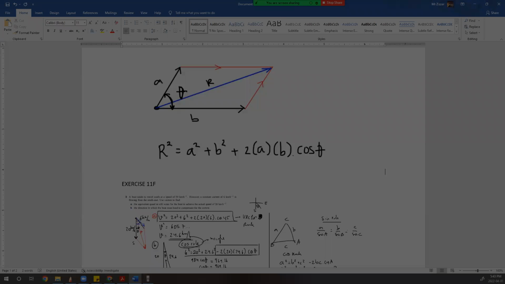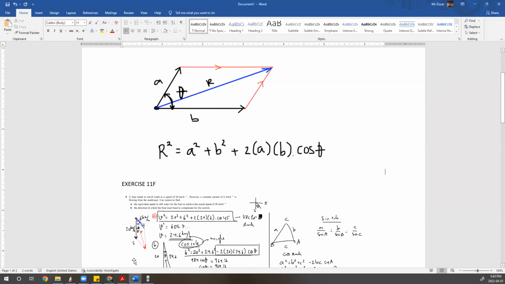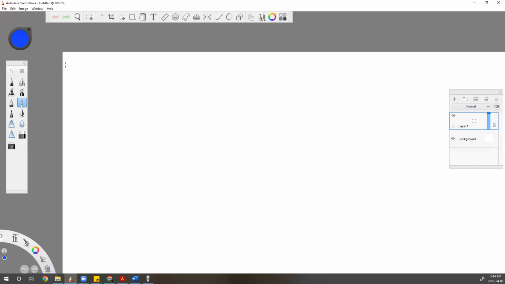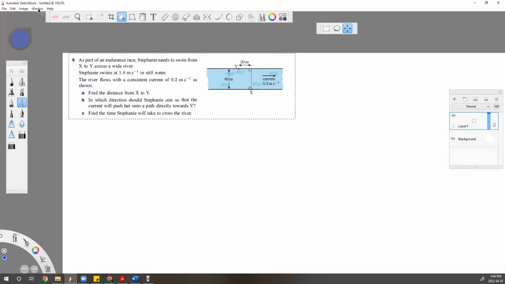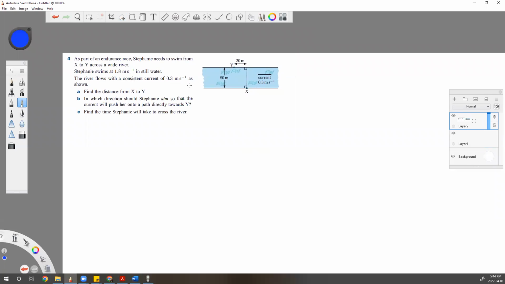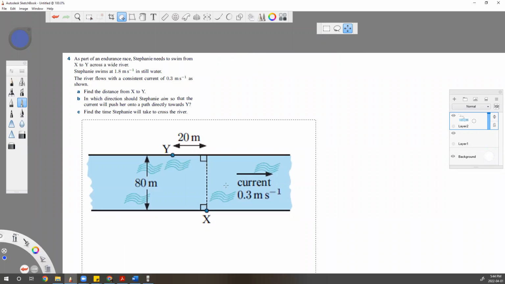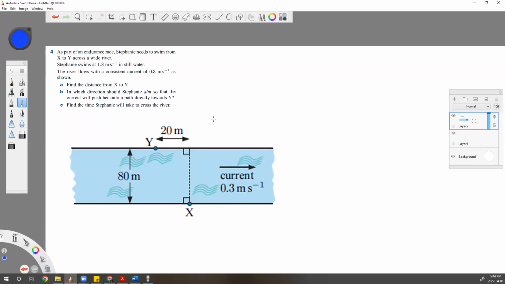For ABC. Okay, let's see how does it work. As part of an endurance race, Stephanie needs to swim from X to Y across a wide river. So I want to make this bigger. Why? Because I can draw almost everything here. Okay. There we go. Now, calculate the length of XY. Very simple. How do you do?